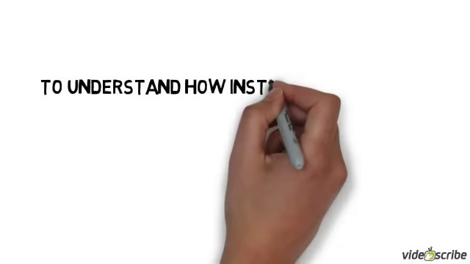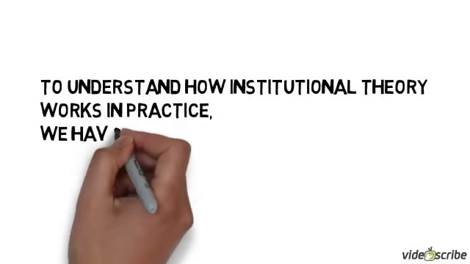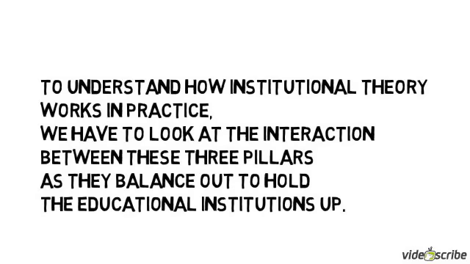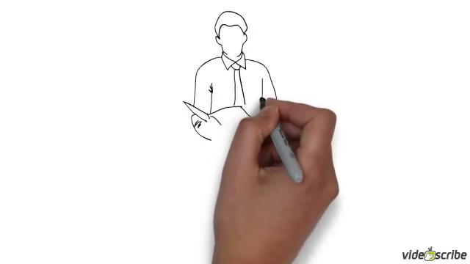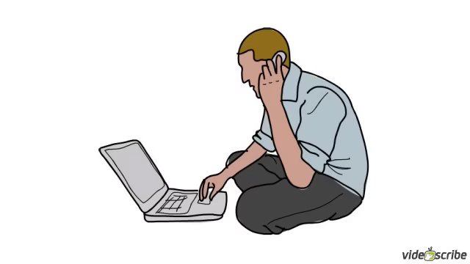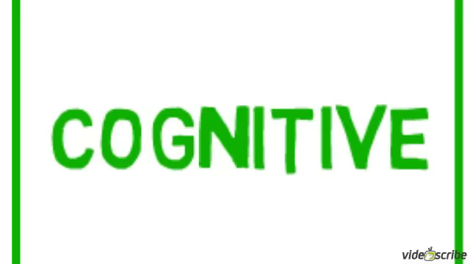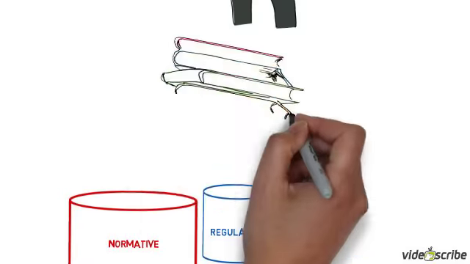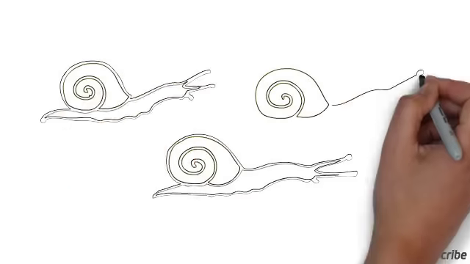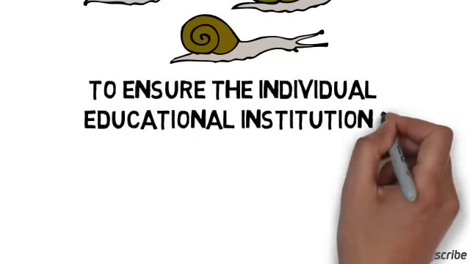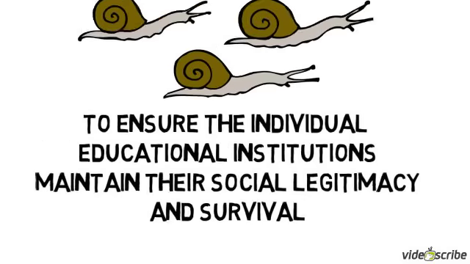To understand how institutional theory works in practice, we have to look at the interaction between these three pillars as they balance out to hold the educational institutions up. For instance, as the cognitive example of there being teachers and classrooms is being replaced by new normative rules involving online instruction, the cognitive and normative pillars change in height and weight, which will throw off the balance of the institutions if they do not adjust. So, isomorphism kicks in to ensure that the individual educational institutions maintain their social legitimacy and survival.